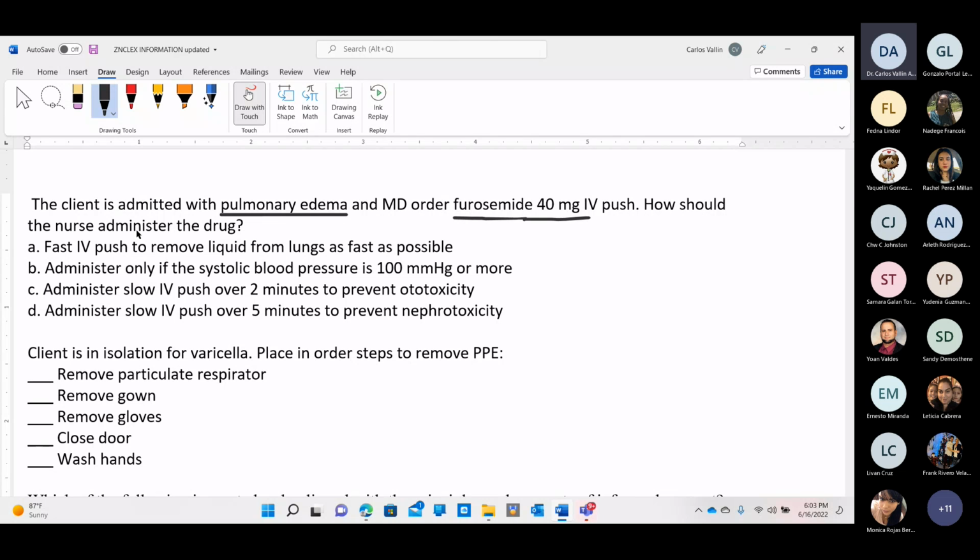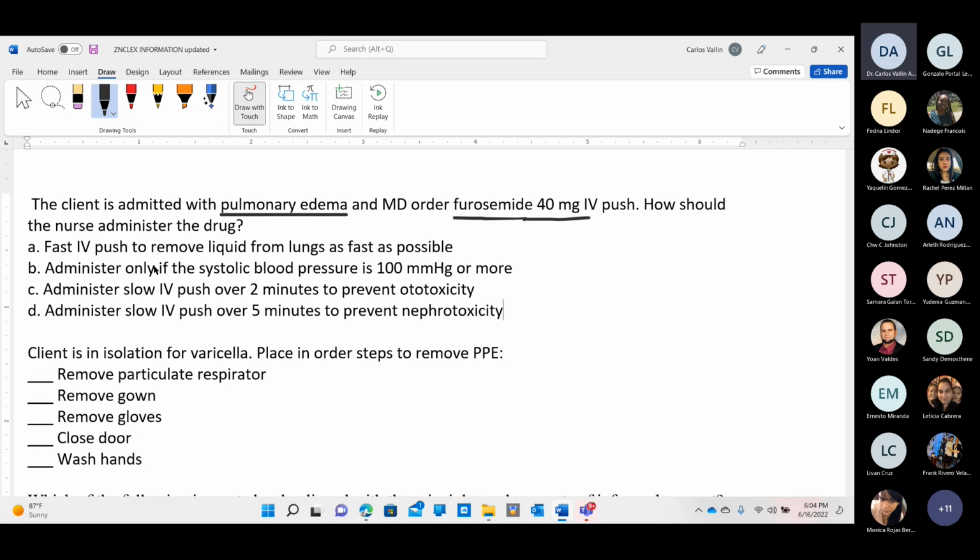But then they are asking me how to administer the drug. I don't know what they refer to, so I need to go to the options. I have the following options. Fast IV push to remove liquid from the lungs as fast as possible. Okay, I understand that. They introduce the liquid very fast. They push very fast in the syringe, the liquid in the vein.